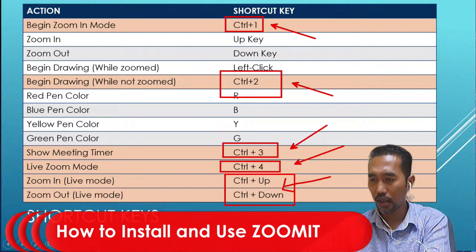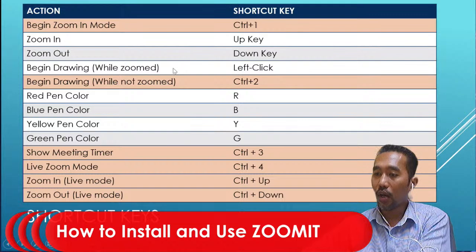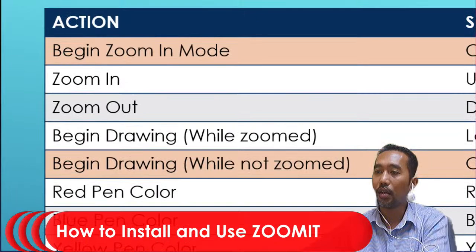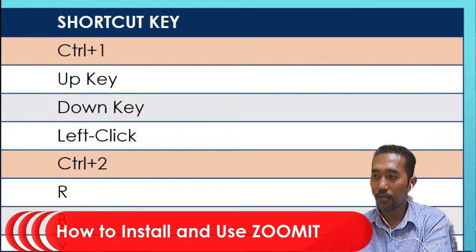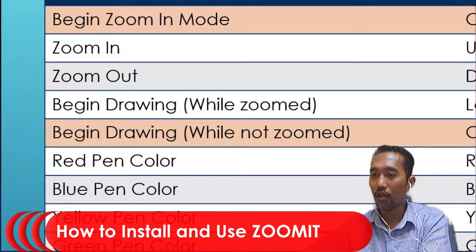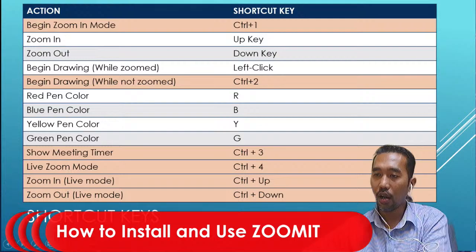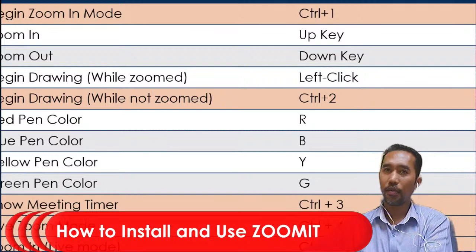Activation of zoom in or zoom out, right? In live mode. Okay, alright. So I'm pressing Control 1. You can drag your mouse to where you want to highlight. Okay, and then if I want to zoom out, I can use the mouse to scroll down, or scroll up to zoom in.